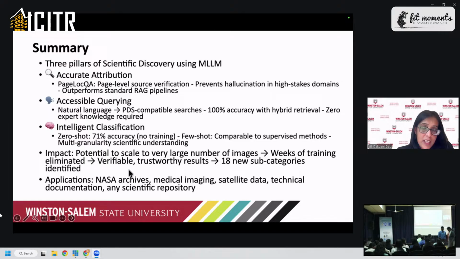And the third one is intelligent classification. We were able to receive very good, promising results based on our zero-shot and few-shot classification algorithm, and we are able to use hierarchical classification instead of single-level classification.